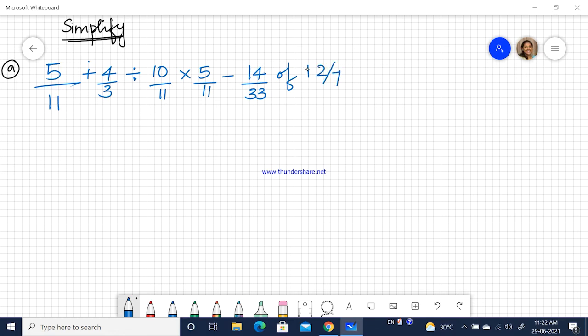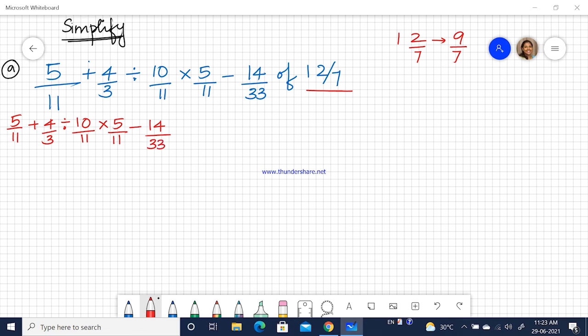Whenever this type of question comes, you have to convert the mixed fraction to a proper fraction. So 1 and 2 by 7 can be converted as 1 into 7, that is 7, 7 plus 2, that is 9. So it is 9 by 7. So rewrite the expression as 5 by 11 plus 4 by 3 divided by 10 by 11 into 5 by 11 minus 14 by 33. Whenever there is an 'of', you put the bracket and write 9 by 7.